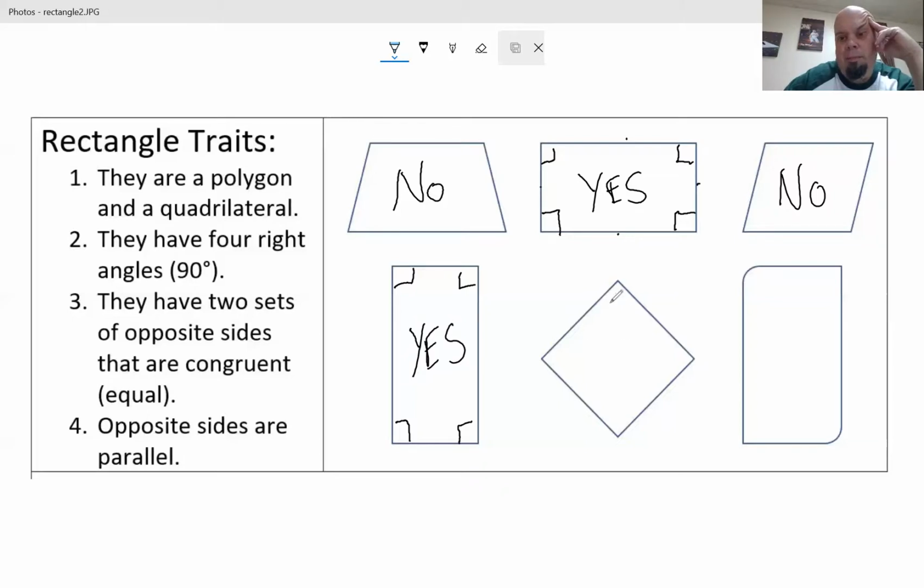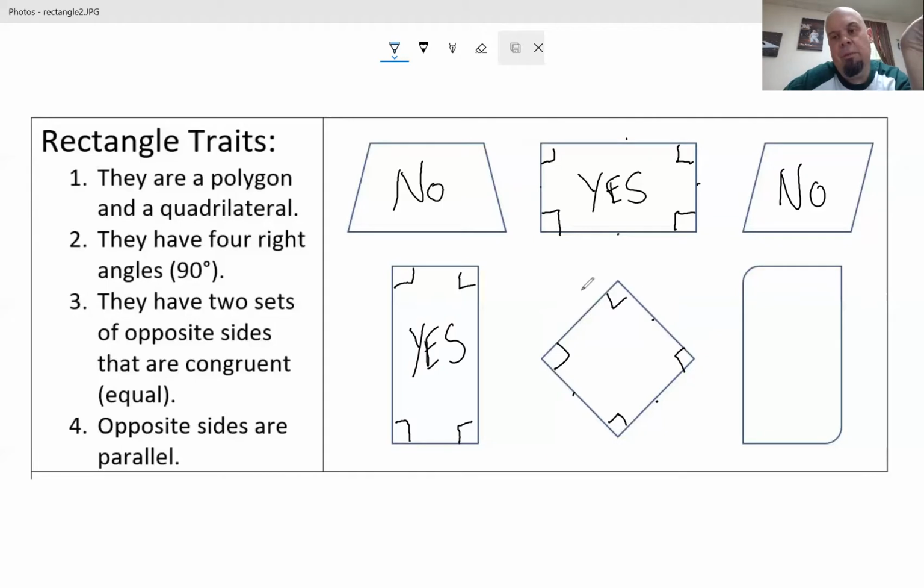All right, immediately some people might look at this and say, nope, not a rectangle, because it looks like a square tilted on its side or a diamond. But let's see if it matches. Is it a polygon? Yep. Straight sides, no gaps, no openings, no curved or rounded edges. It's a quadrilateral. It's got four sides. It's got four right angles. And it has opposite sides that are congruent. This side and this side match. This side and this side match. And opposite sides are parallel.